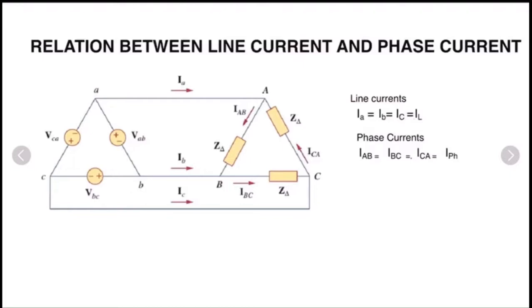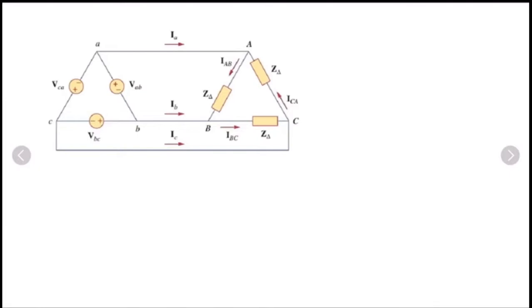Again we will try to find out where the phase is. We know the circuit between two lines is actually the phase part. So this is a phase part, this is a phase part, and this is a phase part. So IAB, IBC, ICA are your phase currents. For a balanced system, all phase currents will have the same value, that is IAB, IBC and ICA, and that is equal to your phase current. So line current and phase current are clear. Now we will try to find the relation between these two currents.